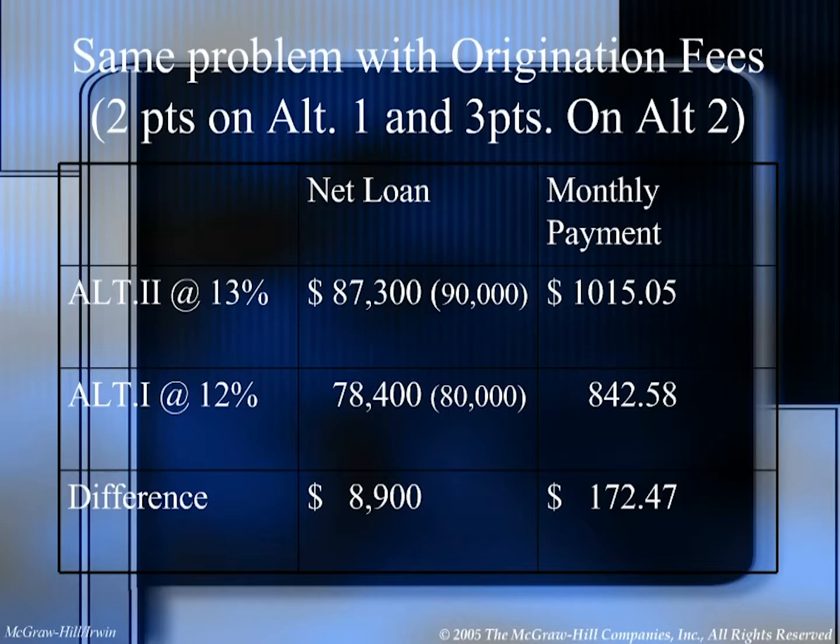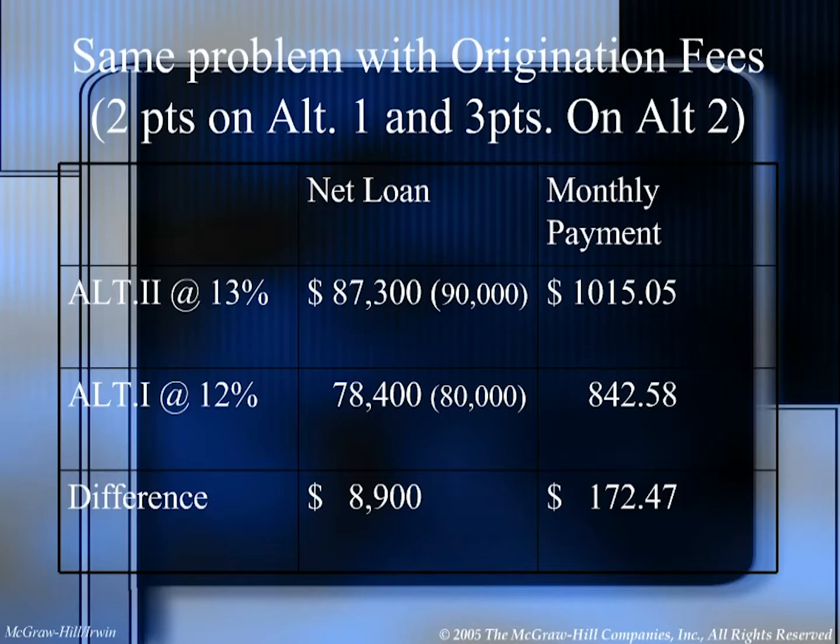Okay, let's expand again on this problem. Same problem, but now we're talking about what if there are origination fees or points. So let's say on alternative 1, there are 2 points, and on alternative 2, there are 3 points. So the net loan, again, was $90,000 for alternative 2, but there would be 3 points. So 3% of the $90,000 is $2,700, so you'd subtract that from the $90,000 to see what net amount you would get from the bank, what would be disbursed to you: $87,300.